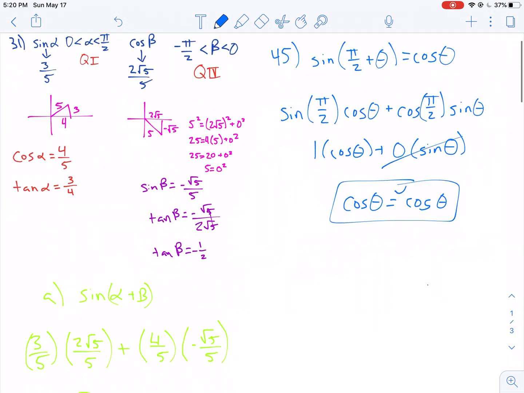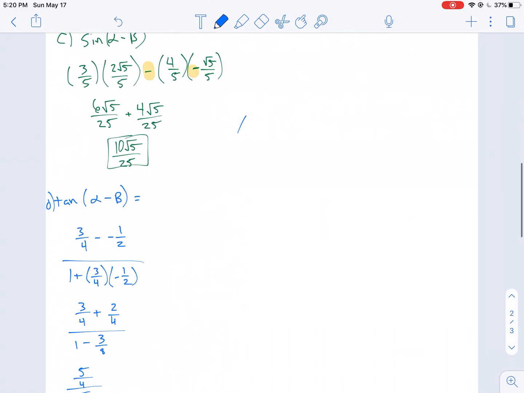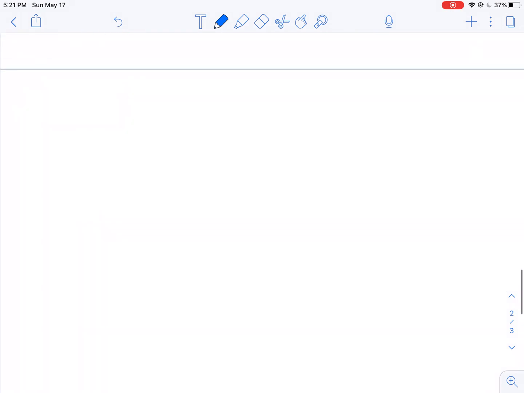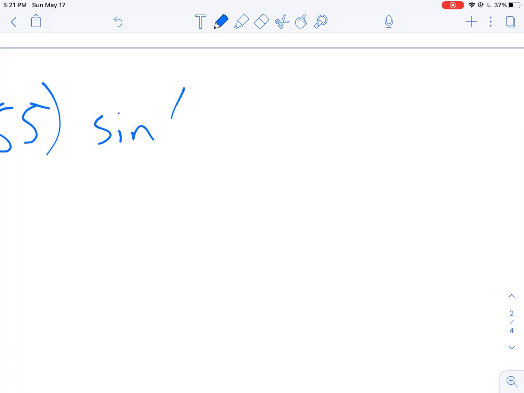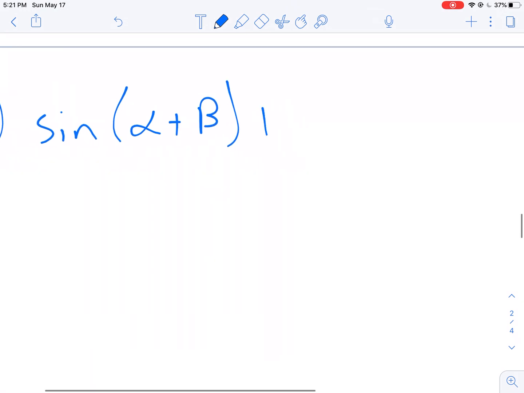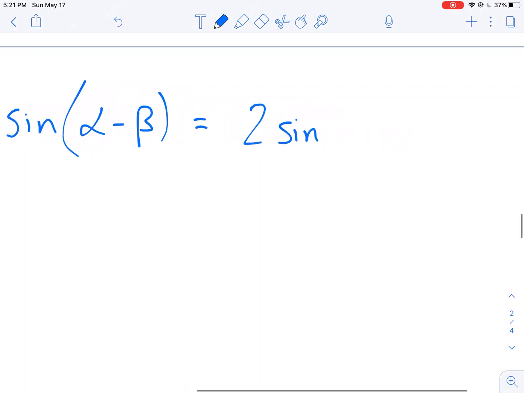So, cool. Happy with that one. Next one I'll do is number 55, because that one is actually a little bit more extreme, and there's a lot of work there. So, for 55, I've got the sine of alpha plus beta plus the sine of alpha minus beta is just equal to 2 times the sine of alpha times the cosine of beta.